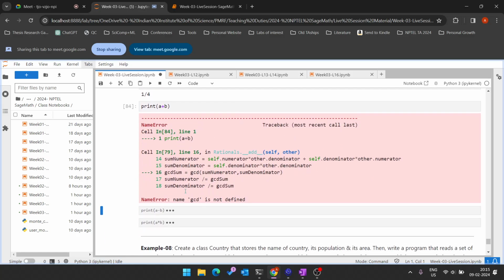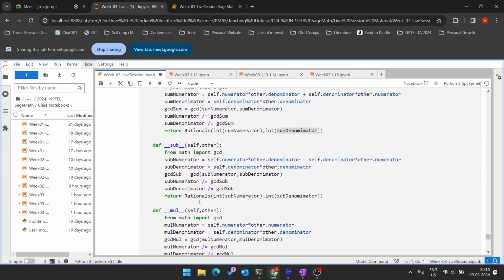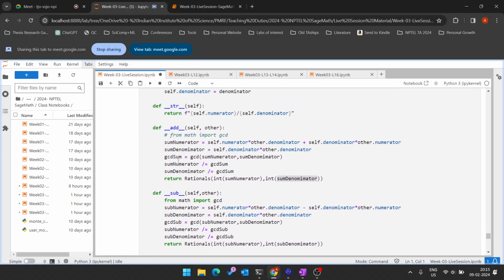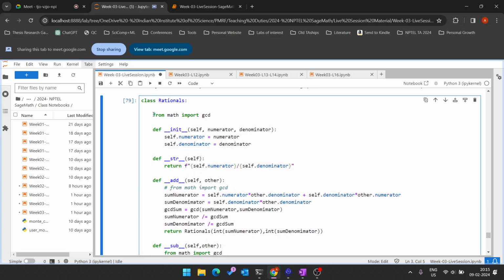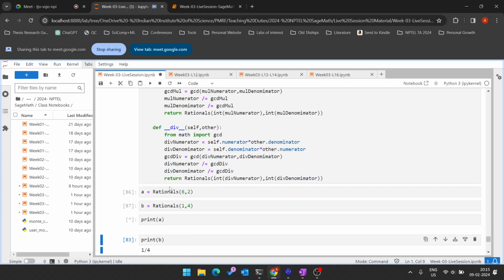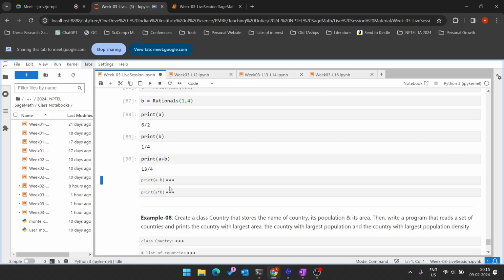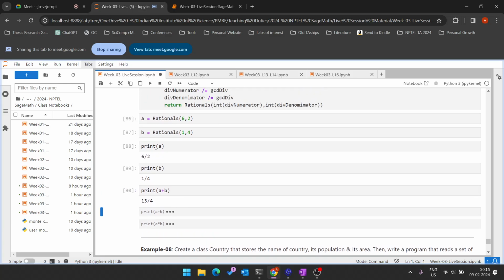you can see that it's saying here that the name GCD is not defined. So GCD is not defined for this function, even though we have imported it here. So it's a private method. So I do this here now, and if I now run this, say 6 by 2 plus 1 by 4, which is 13 by 4.